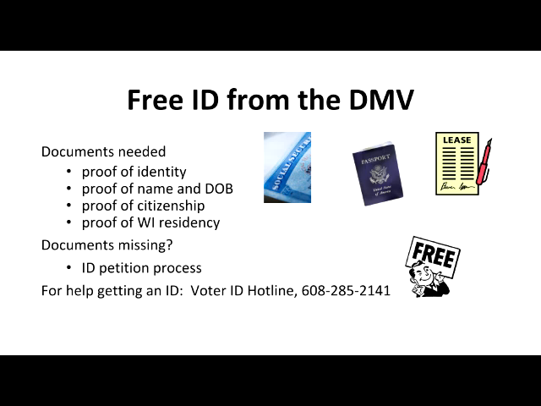If a voter is missing some or all of these documents, the DMV offers the ID petition process, in which the DMV researches the voter's personal information in order for the voter to obtain an ID. If a voter needs help getting an ID, whether collecting the documents, getting a ride to the DMV, or advocacy help from a volunteer, they can call the voter ID hotline. The voter can call the hotline, or you can call with the voter's name and phone number on the voter's behalf.